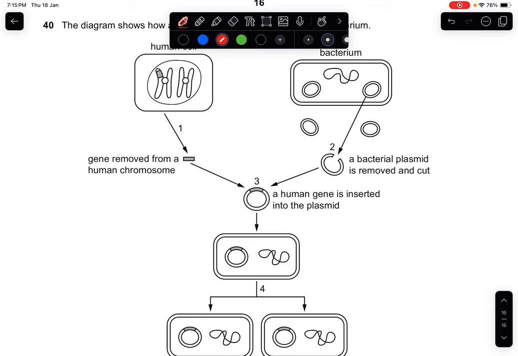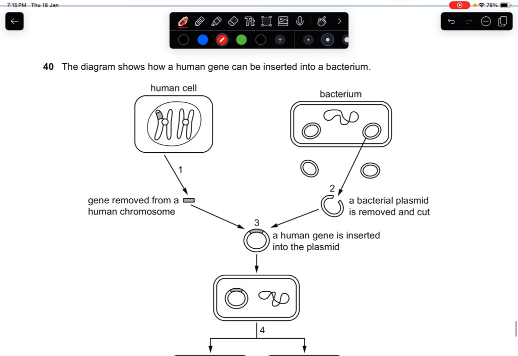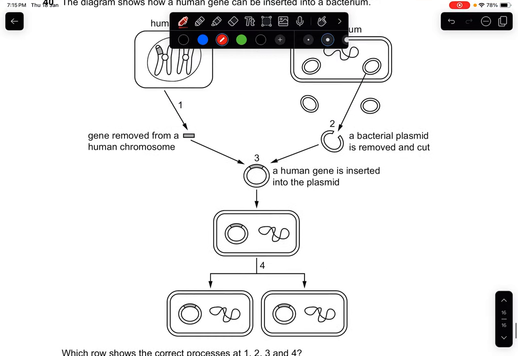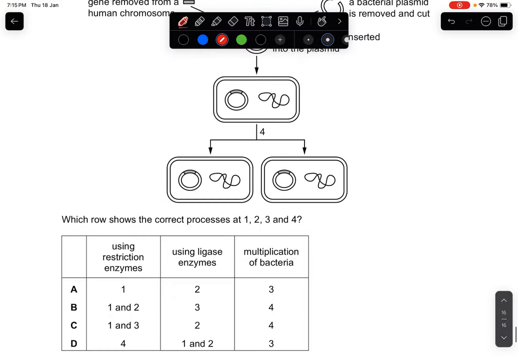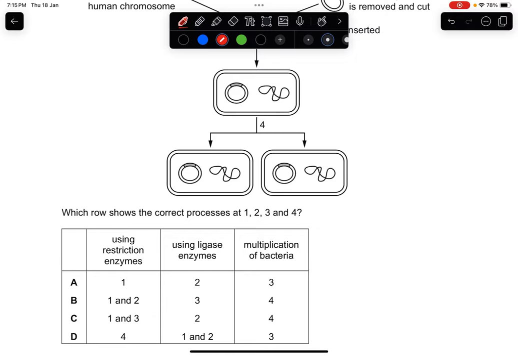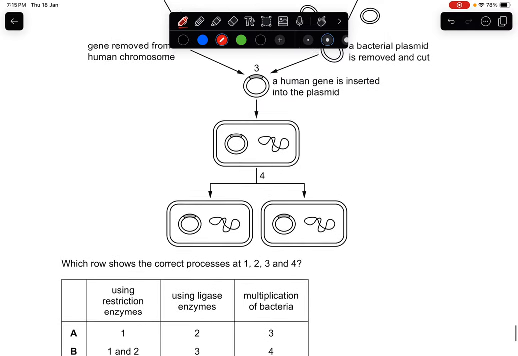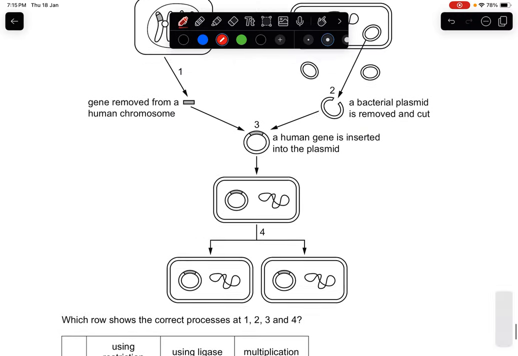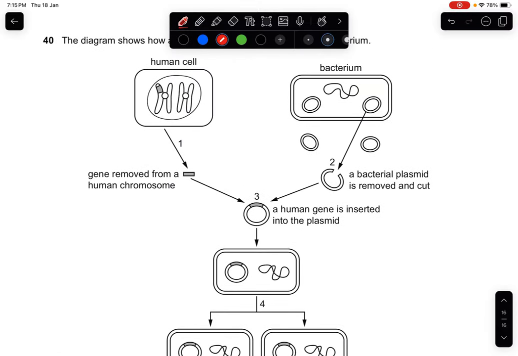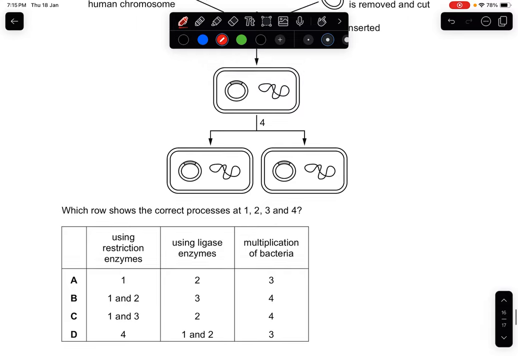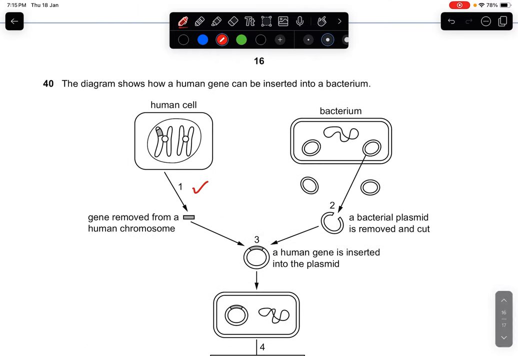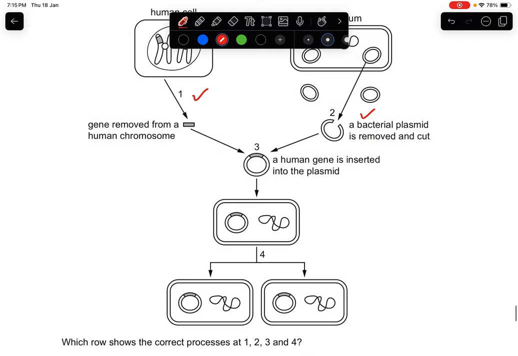Okay, final question, genetic modification. The diagram shows how a human gene can be inserted into a bacterium. So you pretty much just have to look at this diagram. Which row shows the correct processes at 1, 2, 3, and 4? So use a restriction enzyme. Gene removed from one chromosome, you are using the restriction enzyme. And then you also use the restriction enzyme to cut the bacterial plasmid. In the bacteria cell, you remove the plasmid. Okay, the plasmid is removed and cut.